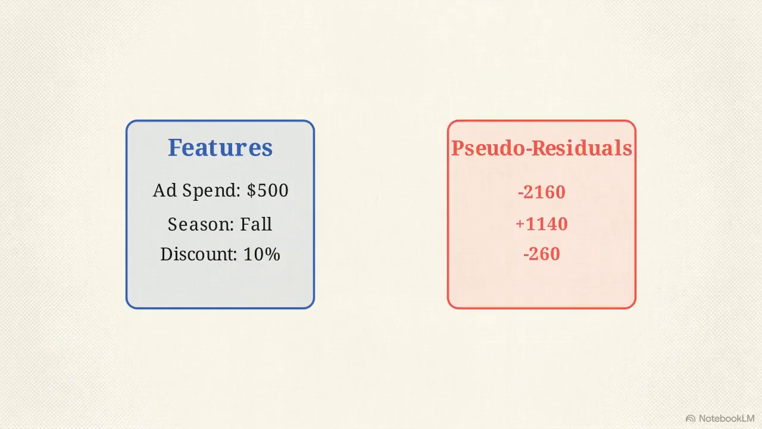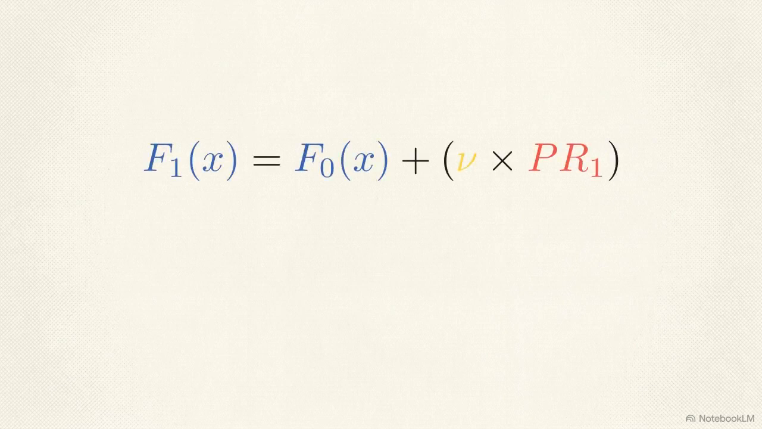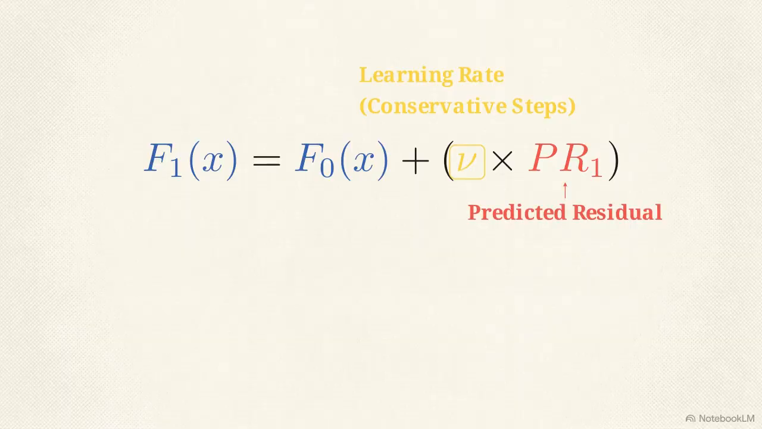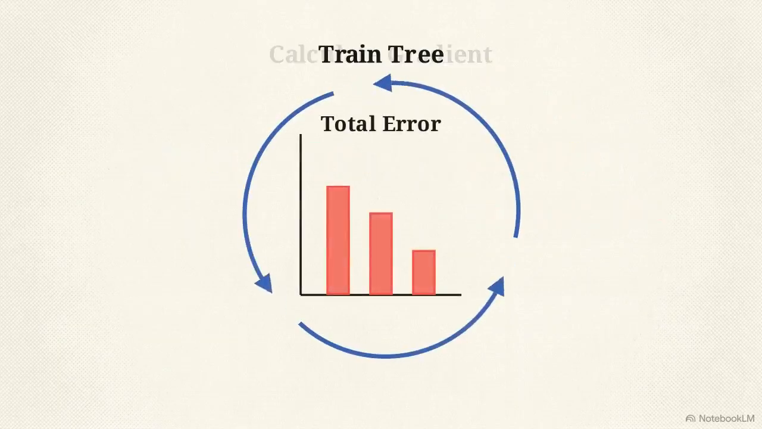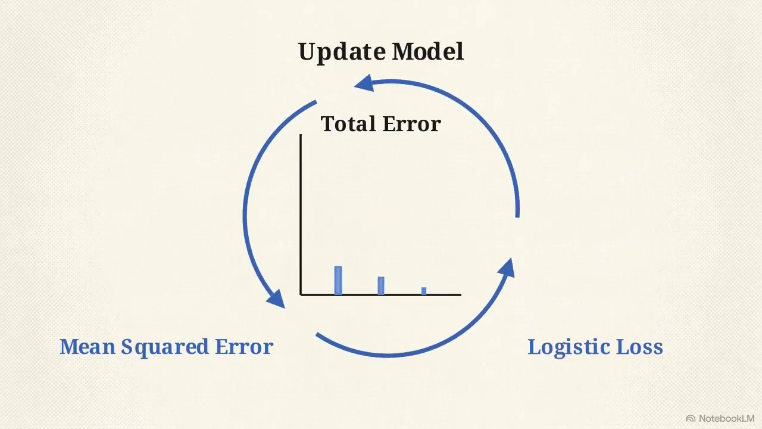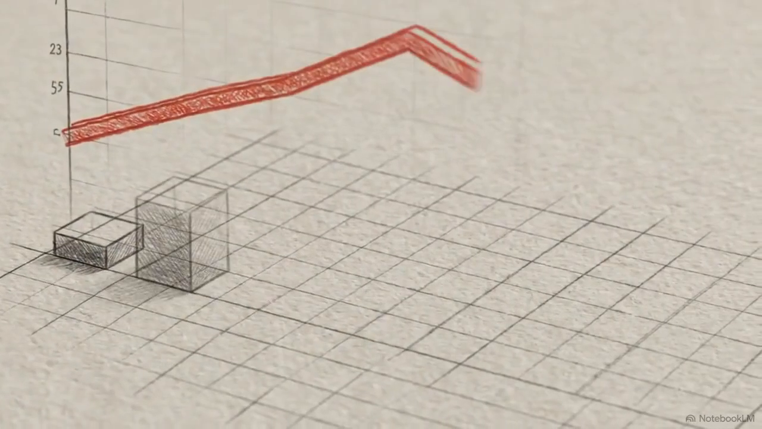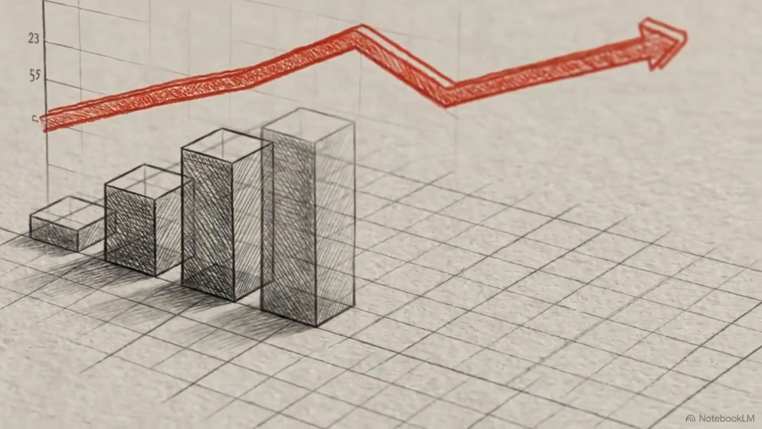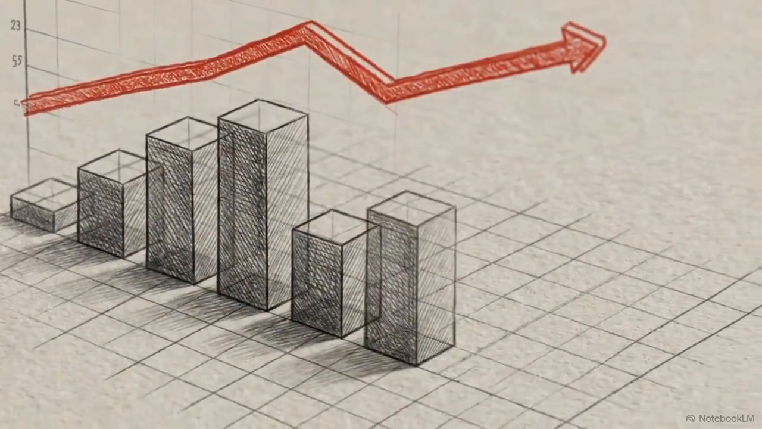Adding this prediction directly to our previous guess perfectly memorizes the training data, causing overfitting. To prevent this, we apply a learning rate. By taking only a tiny fraction of the residual, the model takes conservative steps toward the true value. The loop repeats for several iterations, slowly chipping away at the error, using logistic loss for classification or mean squared error for regression. Gradient boosting is an optimization problem, sequentially building an additive model to minimize loss across the entire dataset.